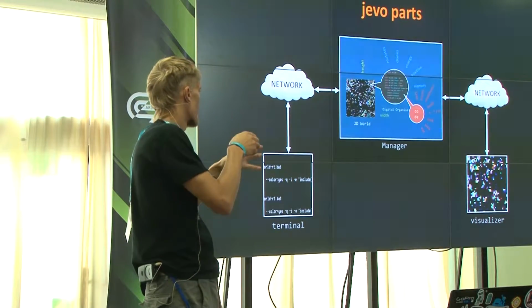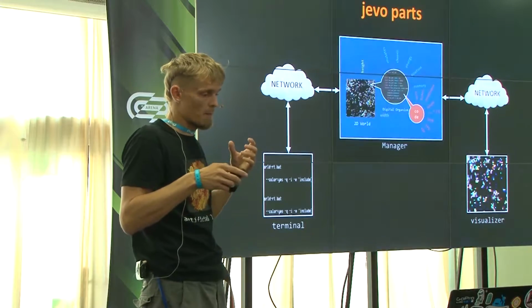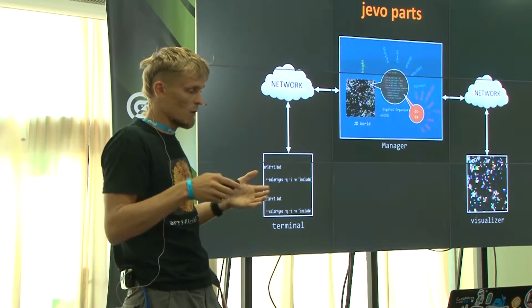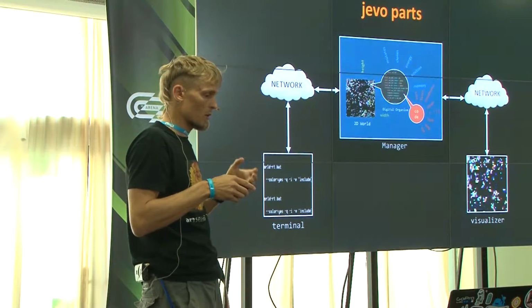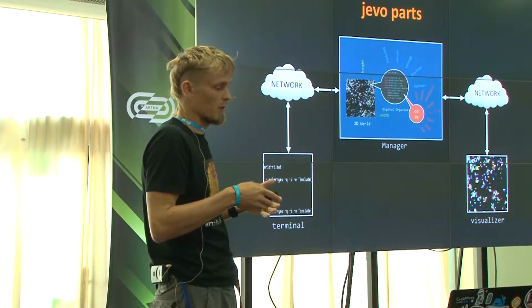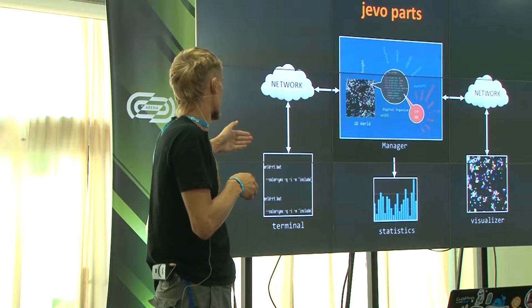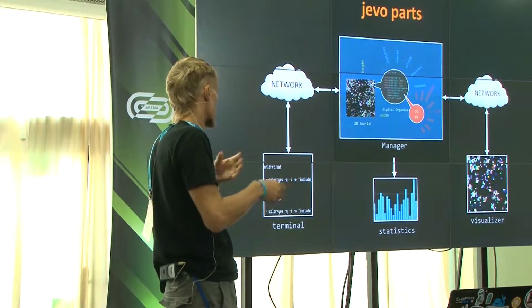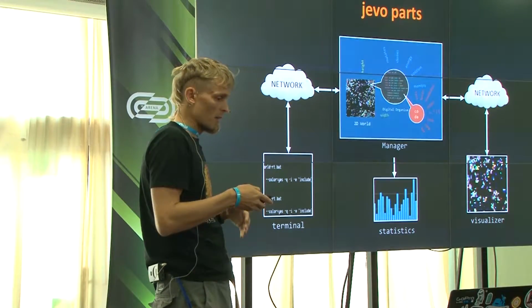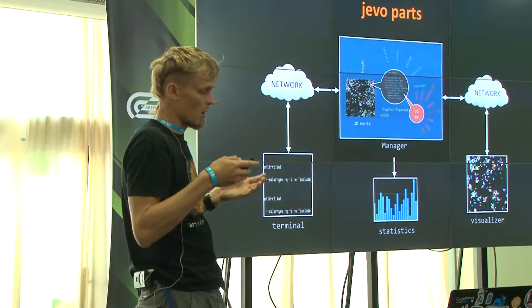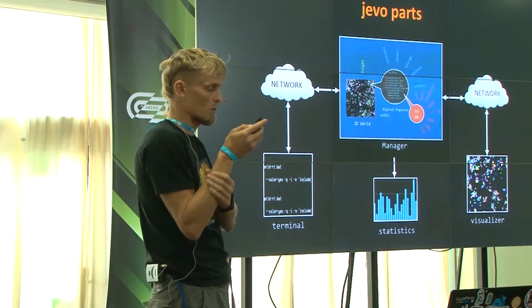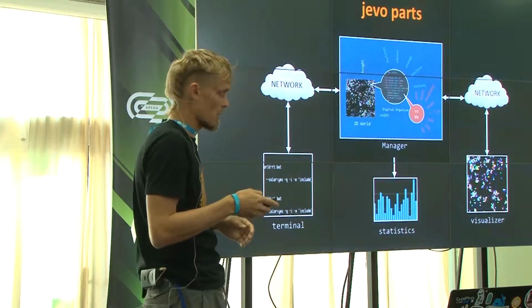We also have a visualizer. The visualizer is like a real-time video, and we may observe what is going on there. And we also have a statistics module which collects all the statistics through time, and I have a really big amount of statistics. It's about 1 gigabyte of JSON right now.